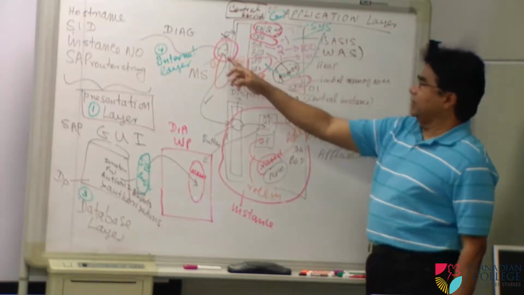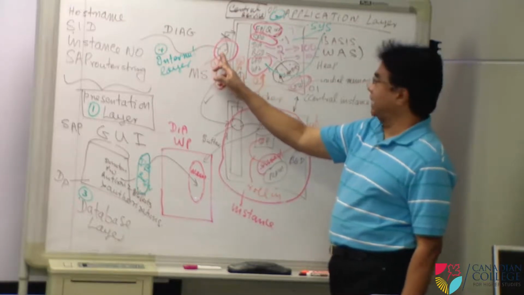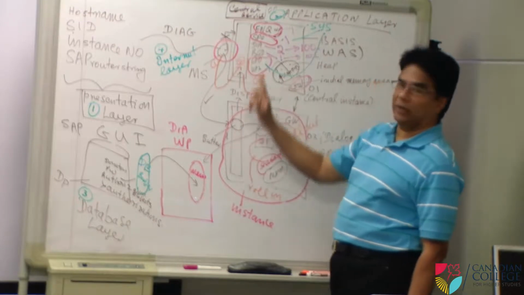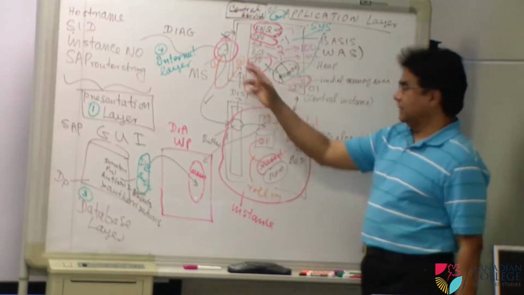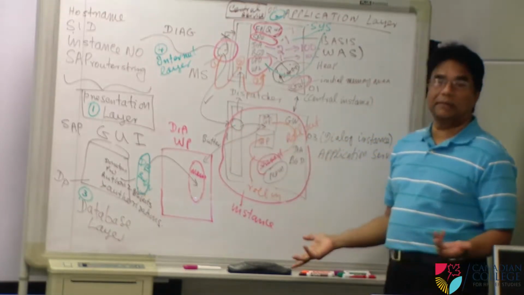So our request will first go through the message service and reach the dispatcher. The message service will direct my request based on the load in these instances. Then when it comes here, the dispatcher will pass my information to an available work process.